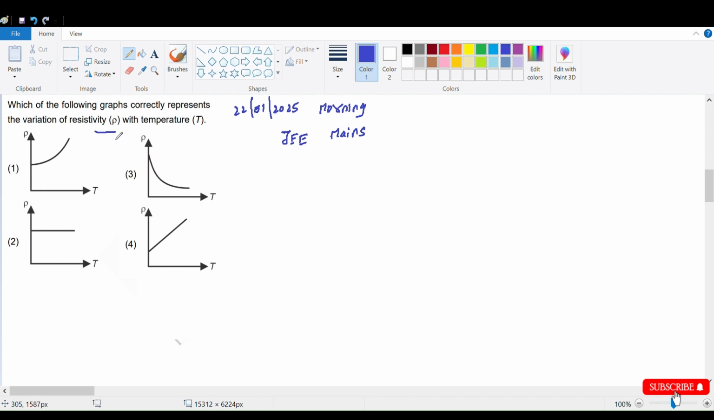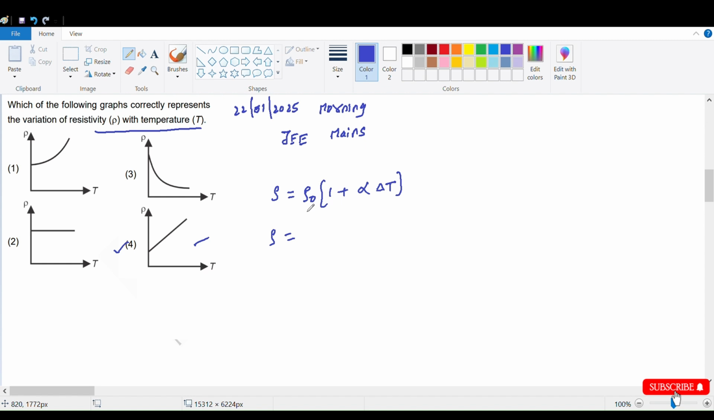Which graph correctly represents the variation of resistivity with temperature? See, basically they want the resistivity and temperature relation. So we know rho is equal to rho naught into 1 plus alpha delta T. So directly you can go for this option because it is directly related to the temperature. It is like y is equal to mx plus c if you solve. This is the answer, fourth option.